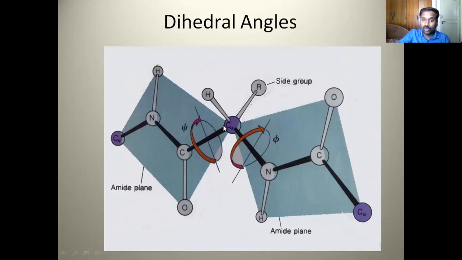And this bond is free to rotate. Of course, free to rotate. C alpha N is also free to rotate. Which is not free to rotate? This bond. The peptide bond is not free to rotate. And this peptide bond is not free to rotate. So if it is not free to rotate, it has double bond character. What is the geometry of a double bond?